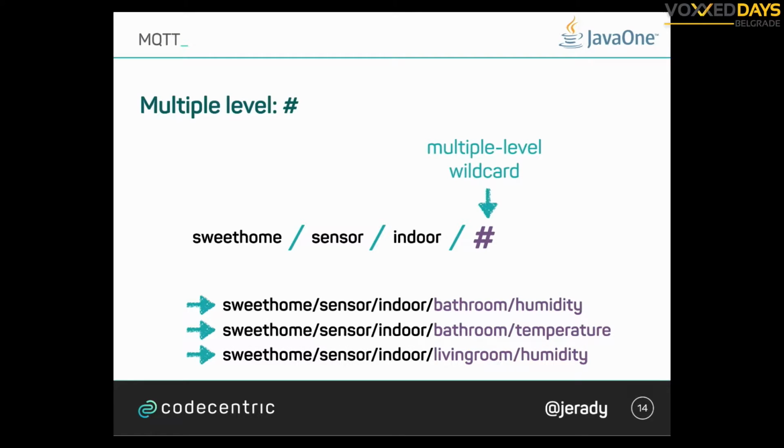And there's a multiple level wildcard, this hash. This means I don't care what's coming next. I want to receive any messages based on this topic. So starting with this topic, it doesn't matter what's coming afterwards. That's it with the wildcard topics.